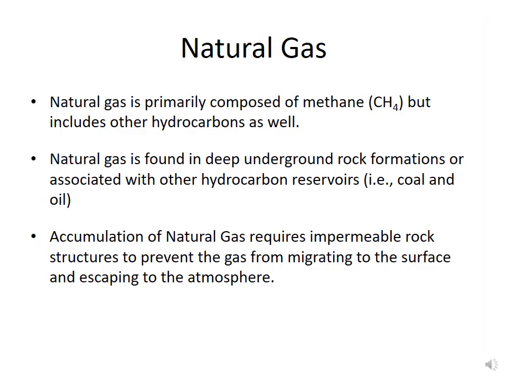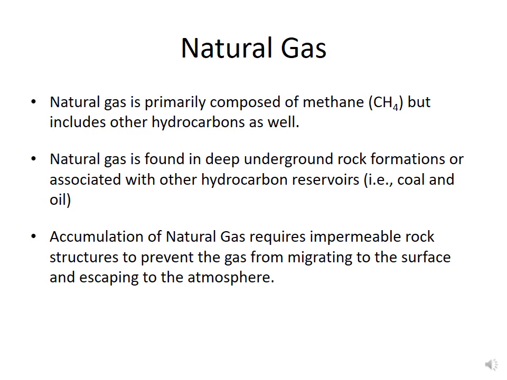Natural gas is also a hydrocarbon, and it forms in much the same way as coal. Natural gas is composed primarily of methane, which is the simplest of the organic gases. It's typically about 70% methane and 30% slightly heavier hydrocarbons, ethane, butane, etc. And the natural gas is found deep underground, and it's associated with hydrocarbon reservoirs, typically coal seams and oil.